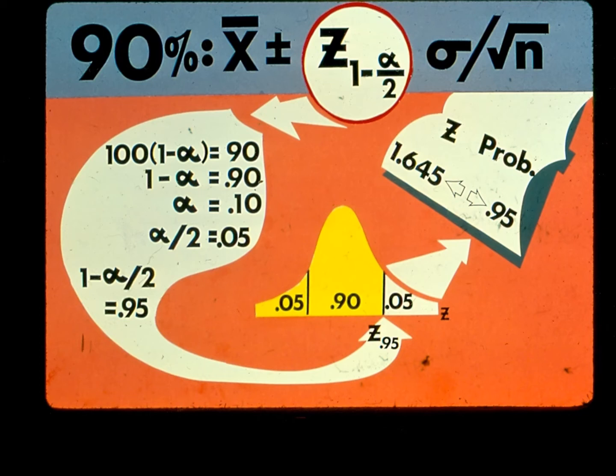So we need to get z sub 0.95, the 95% point of the z-distribution, whose value in the table is 1.645. Notice that the area under the z-curve between minus 1.645 and 1.645 is 0.90.